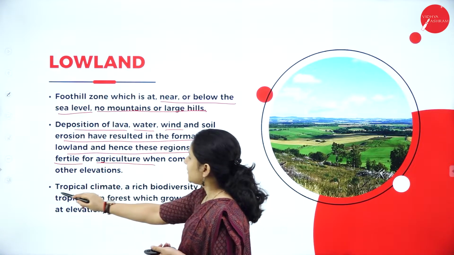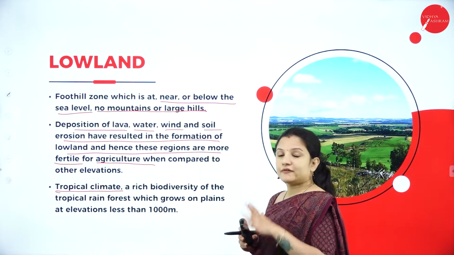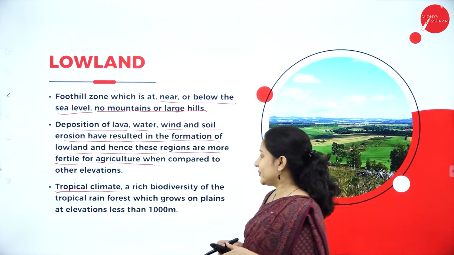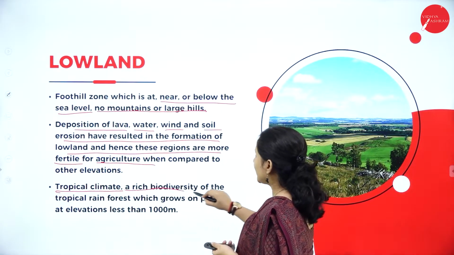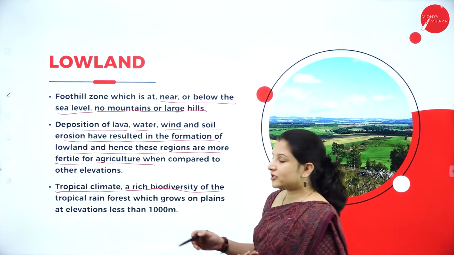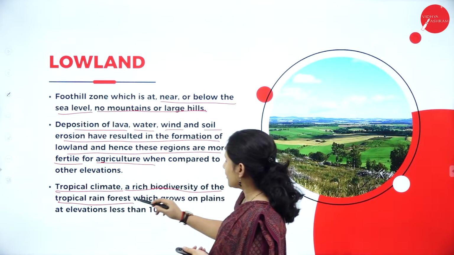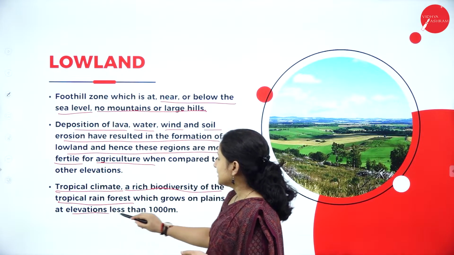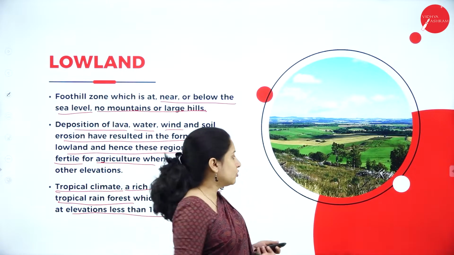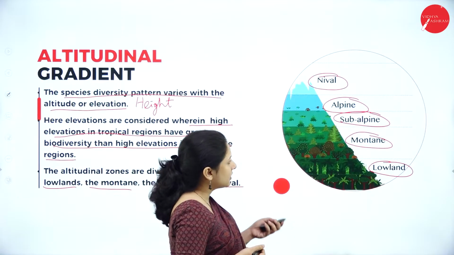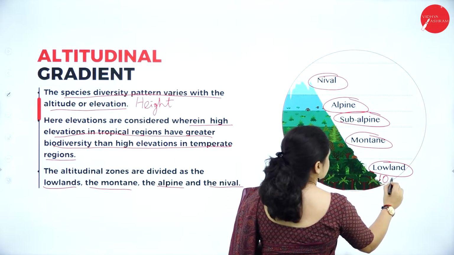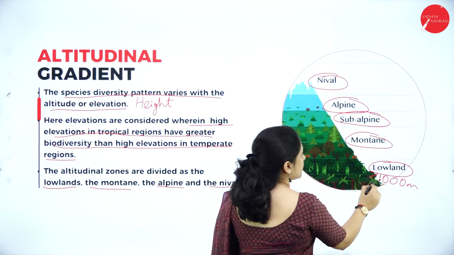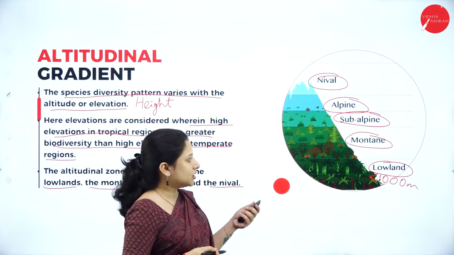Lowland, that is the tropical climate in the lowland. If the lowland is in the tropics, so in those countries which are situated in the tropics, then they will have a very rich biodiversity because they have a tropical rainforest which grows on the plains at elevations less than 1000 meters. So the lowland is at an elevation of less than 1000 meters. So this is about the lowland.